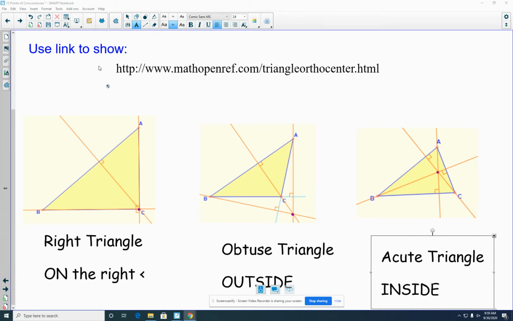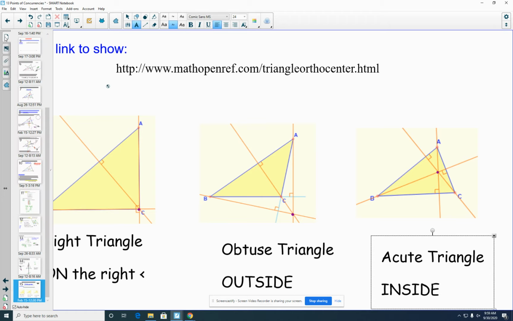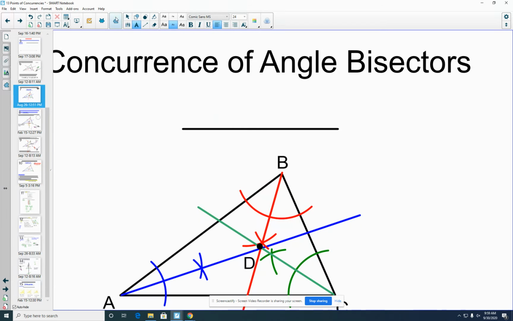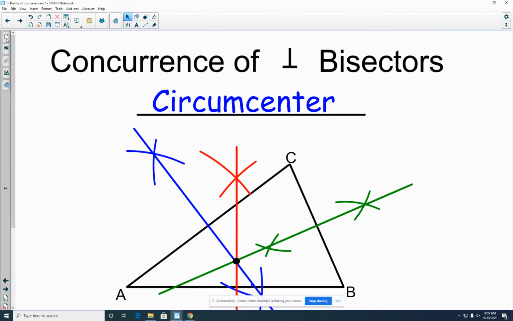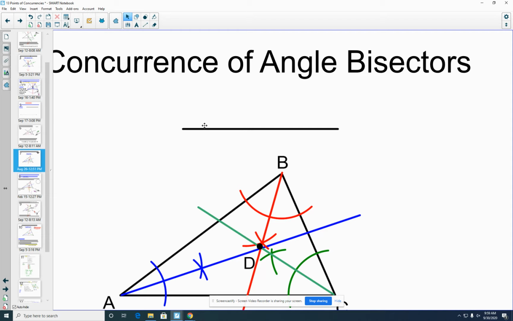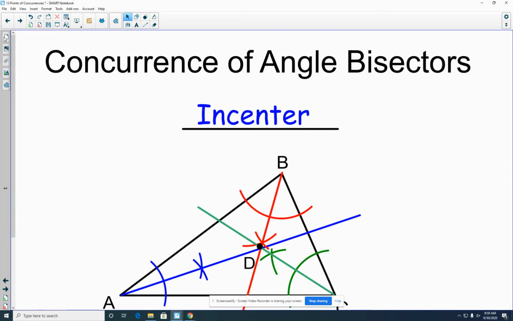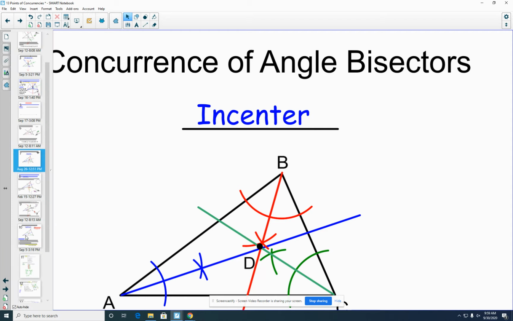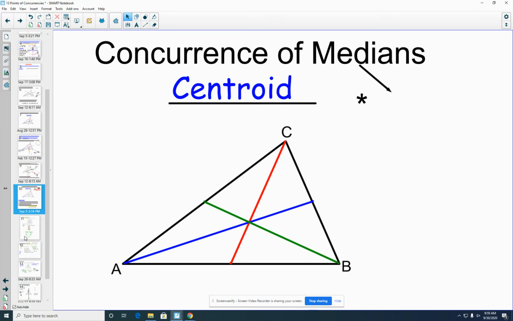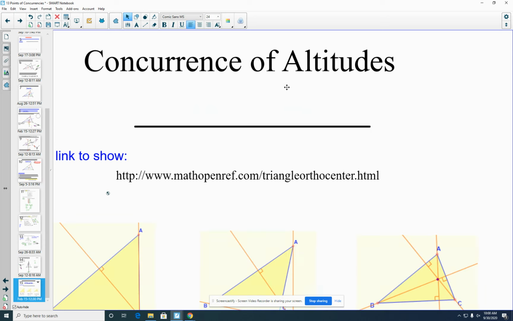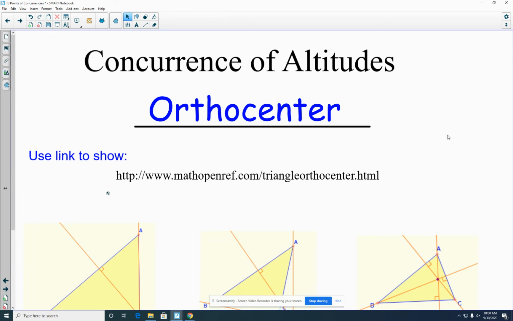And that really finishes up all the points of concurrency. So just to go through quickly, what we did was first, when you have the point of concurrency for the perpendicular bisectors, that's called the circumcenter. The point of concurrency for all the angle bisectors is called the incenter. The point of concurrency for the medians is called the centroid. And the point of concurrency for the altitudes is called the orthocenter.